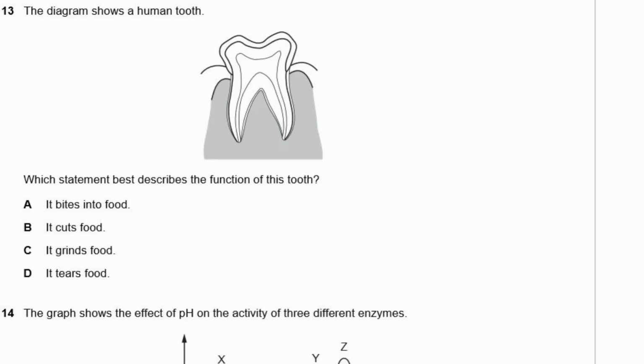There we go. Question 13. The diagram shows a human tooth. Which statement best describes the function of this tooth? A, it bites into food. B, it cuts food. C, it grinds food. And D, it tears food. Okay, so this particular tooth is one of the molars. And the molars are at the back of the mouth, and that's where you put the food to grind it into little bits. It's not about the initial biting or the cutting or the tearing, it is the grinding. So the answer is C.